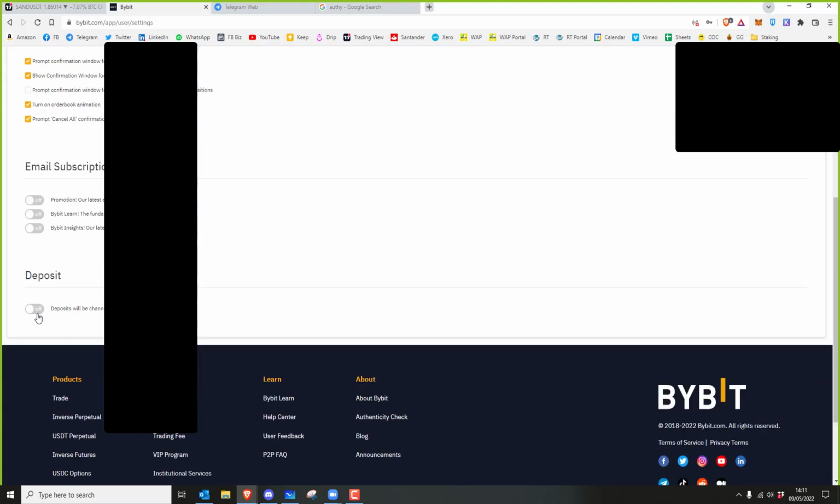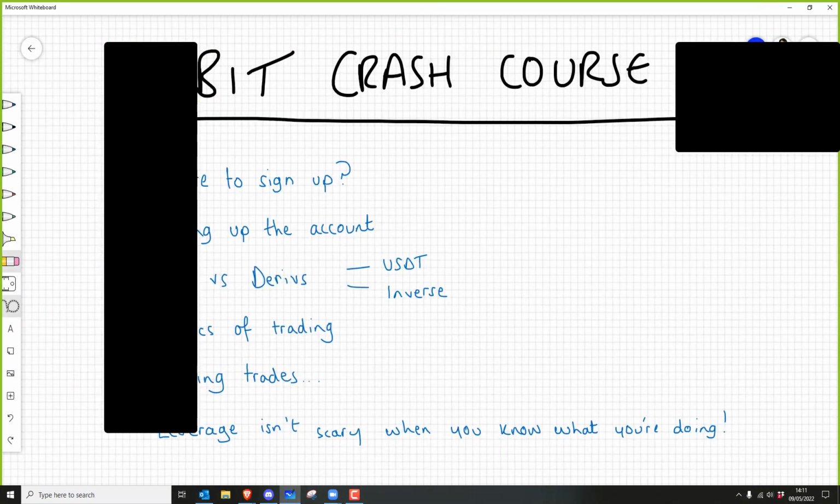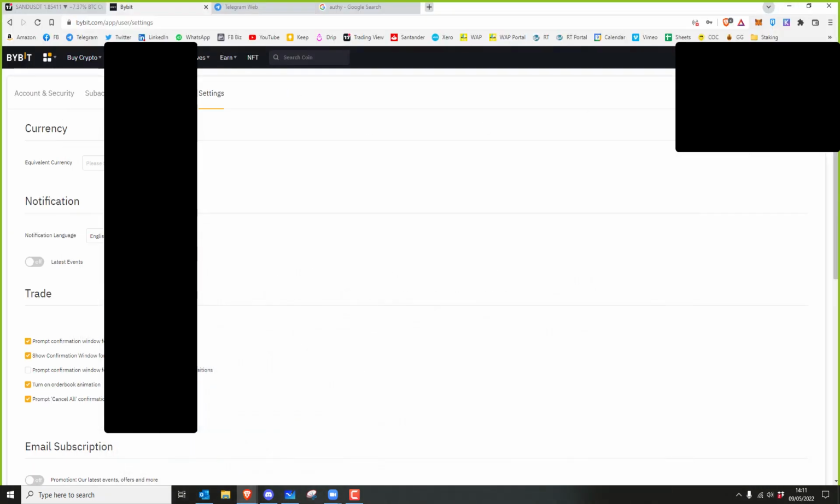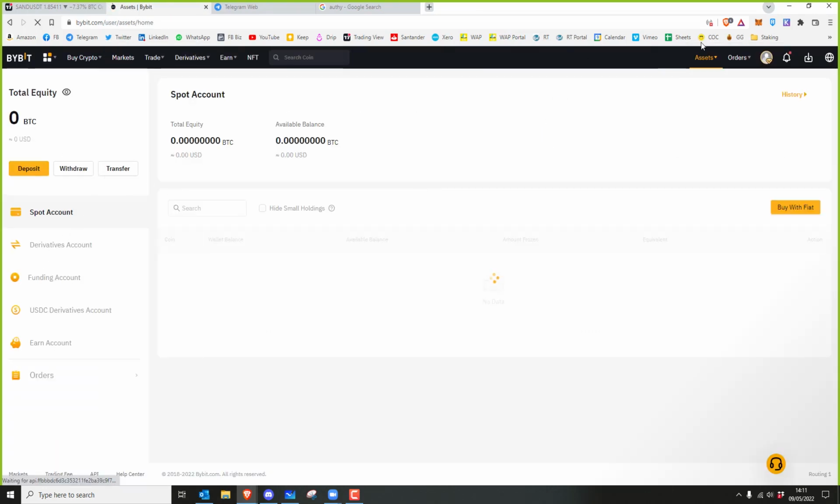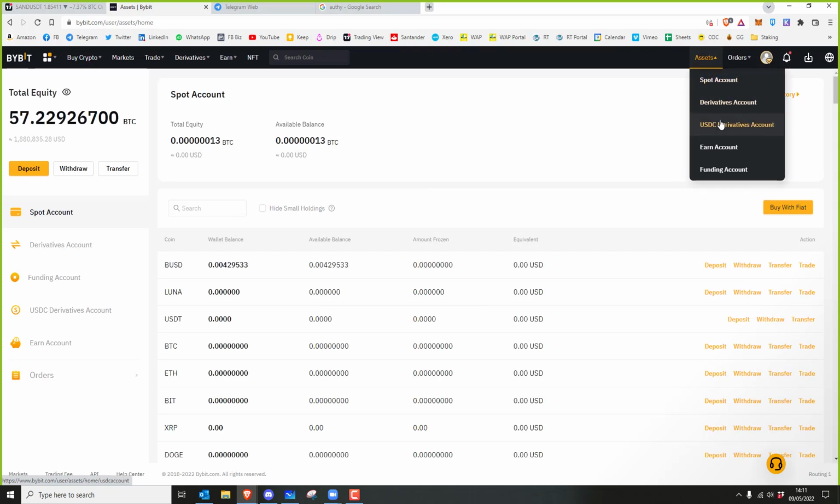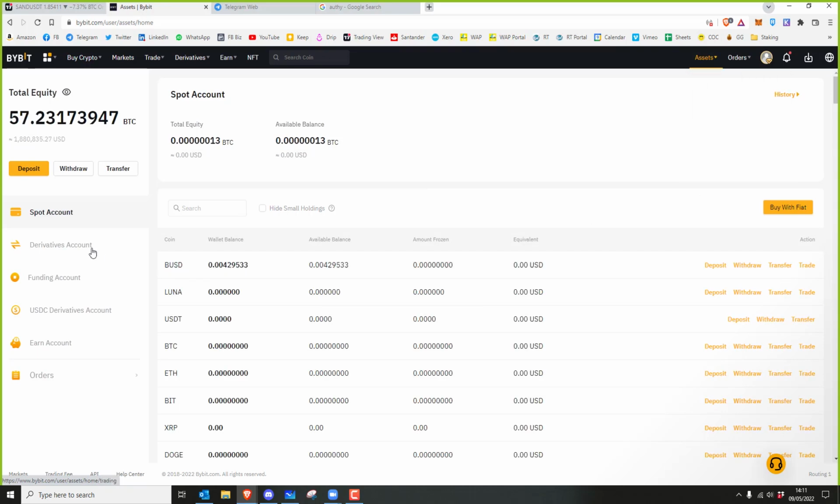Yeah, this one is deposits. I've turned this off. Basically, if you send stuff to Bybit, I want it to go to the spot wallet, not the derivatives wallet. So I've just turned that off, and I'll come on to that right now, talking about spot and derivatives. When you click on the assets tab, whether you choose the drop down menu or the stuff on the side, it's all the same.